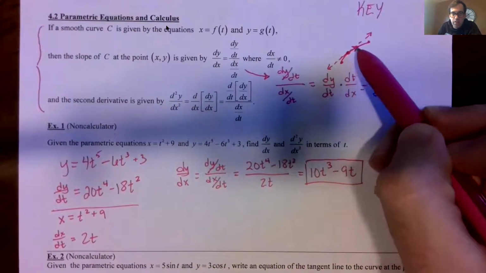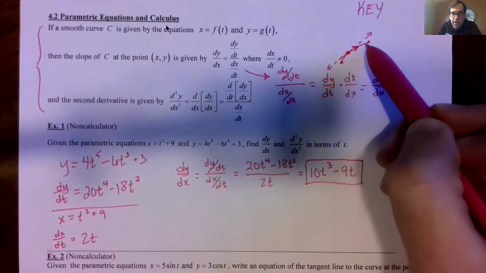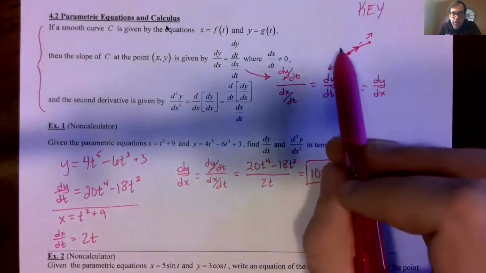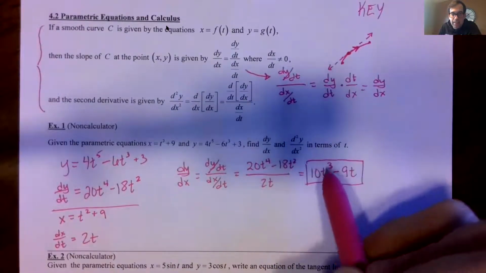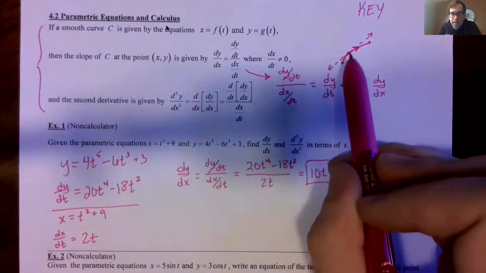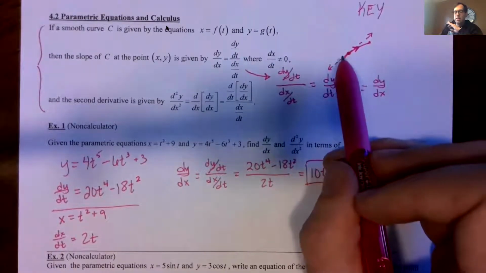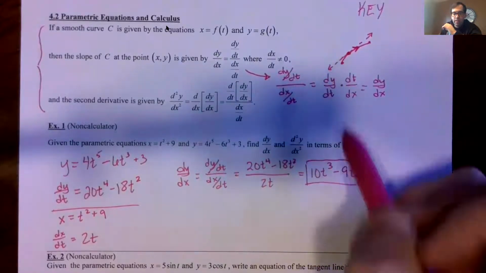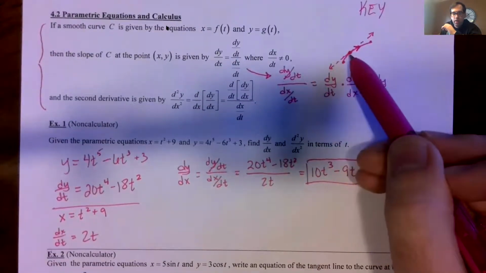If this curve right here represents our parametric equation on the xy plane, we can just plug in t. We don't have to plug in the x or the y value of this point. Whatever the t is, remember t is like the time that we get to this point. If we plug in the t, we're going to get the slope of the curve at that point.